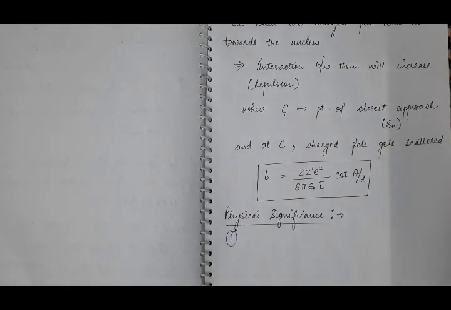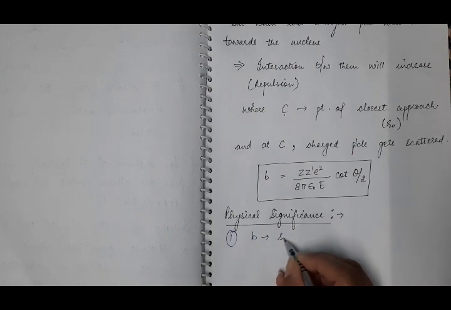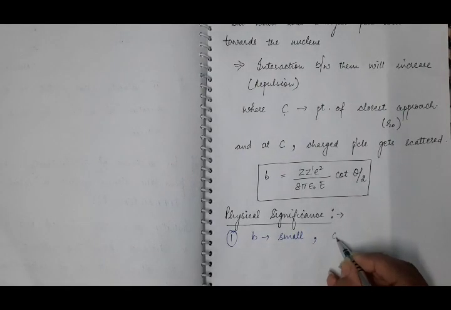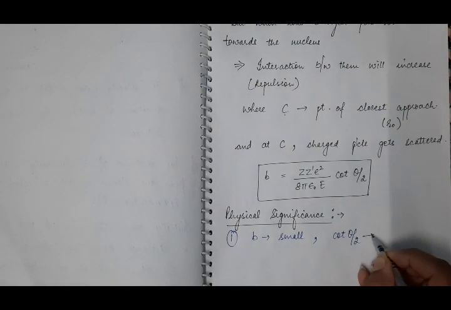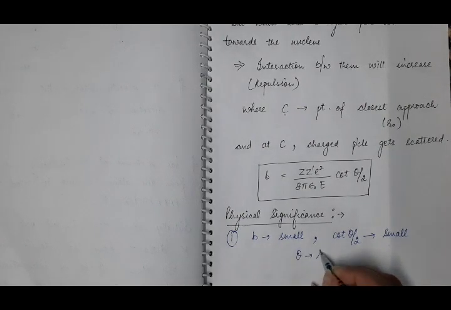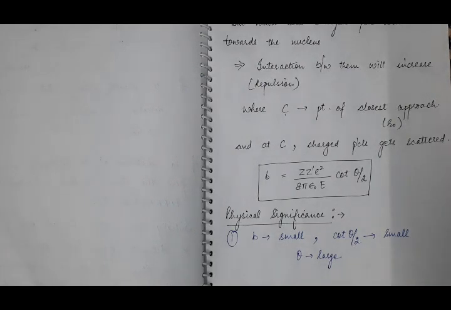First, if this impact parameter is small, then this cot theta by 2 will also be small. And if the value of cot is small, it means the value of tan is large. And if the value of tan is large, it means theta is also large. So what is theta? It is the angle of scattering. It means corresponding to a smaller value of impact parameter, the angle of scattering will be large.